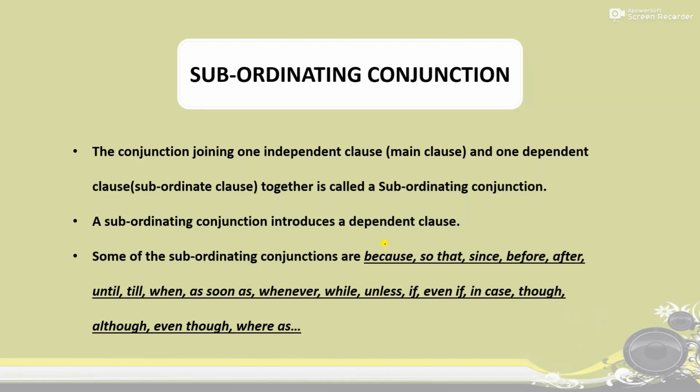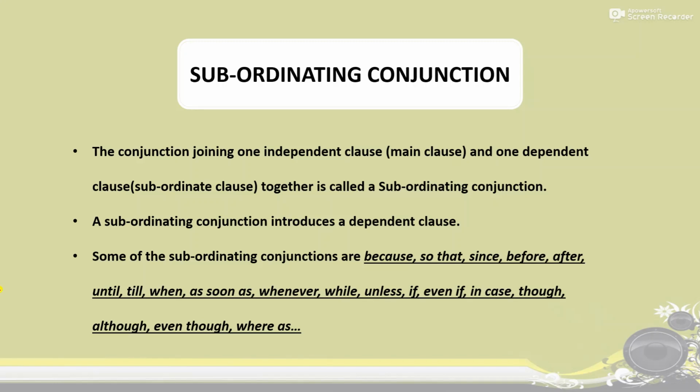Now the list that we see here are a few of the subordinating conjunctions. They are because, so that, since, before, after, until, till, when, as soon as, whenever, while, unless, if, even if, in case, though, although, even though, whereas, and the list goes on.